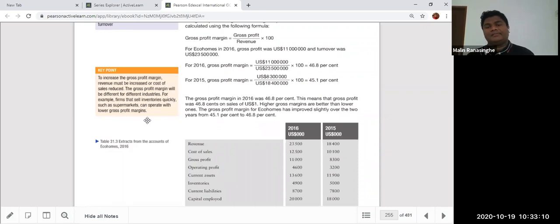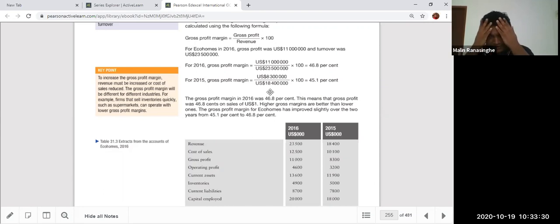Low gross profit margin. If it is a slow-moving consumer good like vehicles, furniture, or electrical appliances, the gross profit margin is relatively high. So I can't say what is high or low because it depends. For someone 20% will be high, for someone 5% will be low. So always think like that.